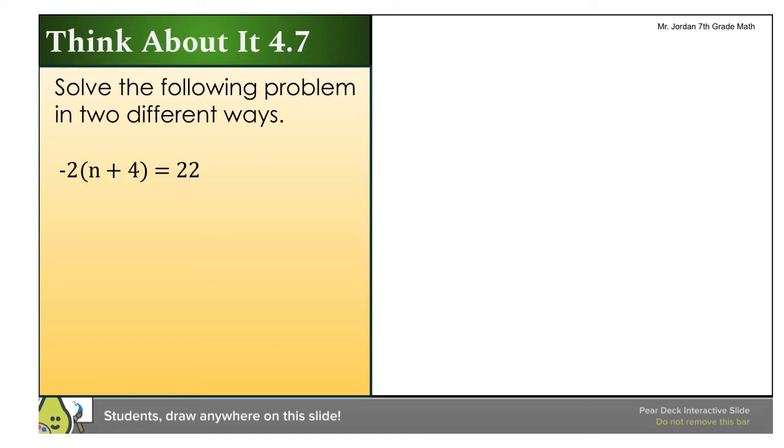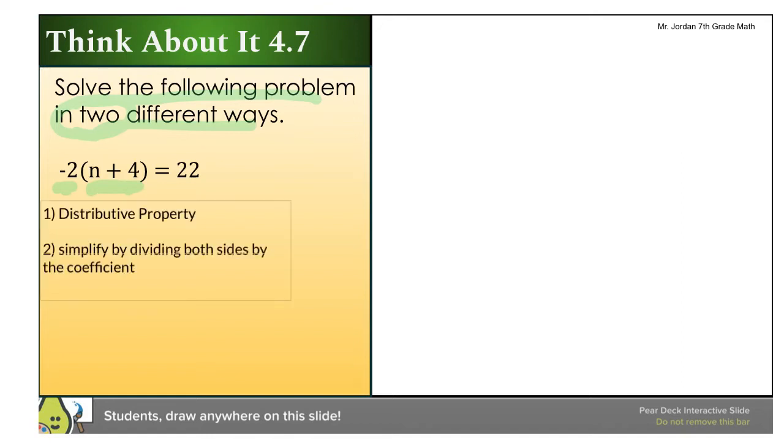In lesson 4.7, with our Think About It, it says solve the following problem in two different ways. So if we have minus 2 times inside of parentheses n plus 4, close parentheses, equal to 22. So our minus 2 is a coefficient, and then we have n plus 4 inside. So there are two different ways of solving this that we're going to look at today.